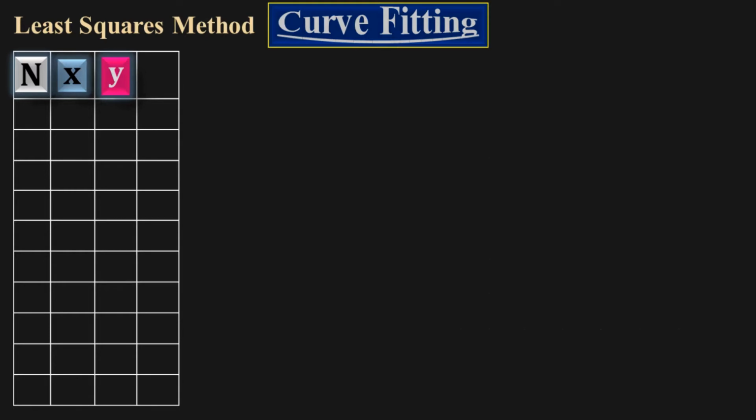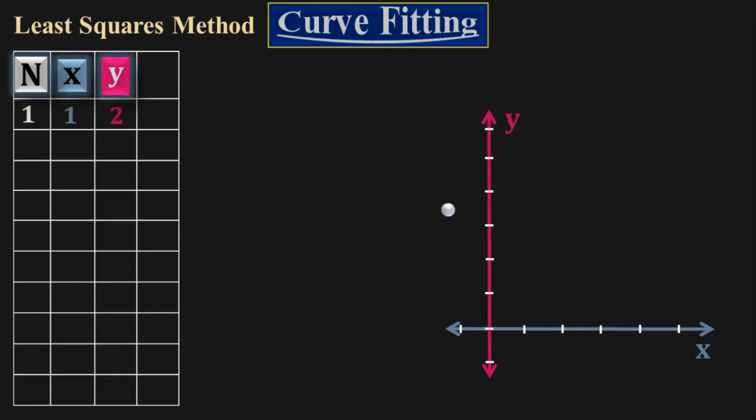Let me give you the xy plane here. My very first point is at 1 along the x-axis and 2 along the y-axis. So in the xy plane, its location will be here. Similarly, my second point will be at 1.8 along the x-axis and 3.3 along the y-axis, so in the xy plane, its coordinate point will be here.